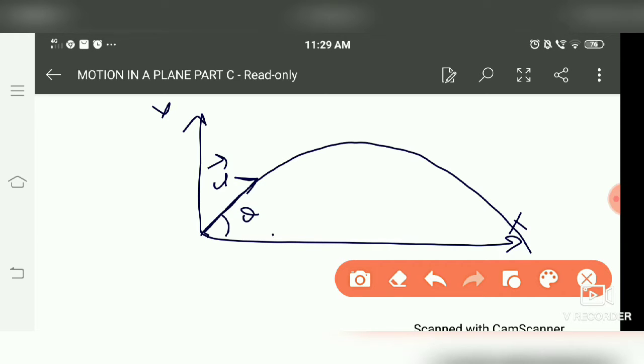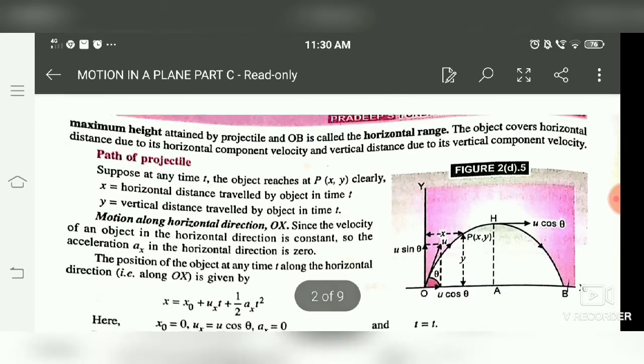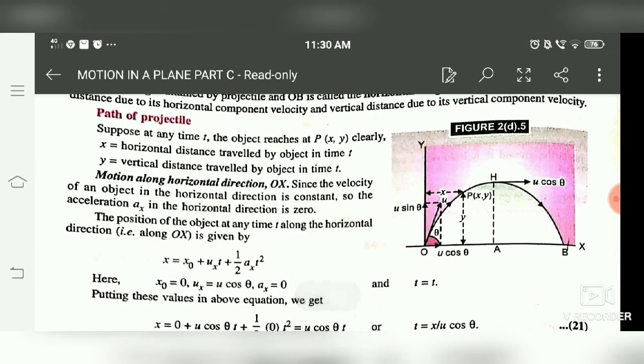vertical. So it gets two components here: ux, which is u cos theta, and the other one is uy, which is u sin theta. The other factors remain the same, but in the last one uy was 0, whereas here uy is not 0. So first we have to calculate the path of the projectile.